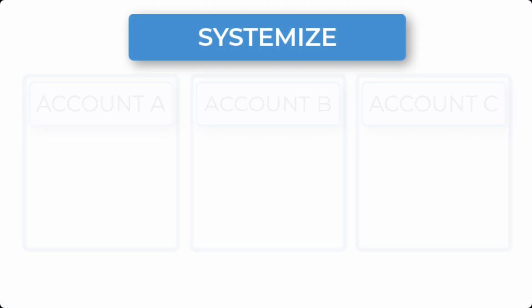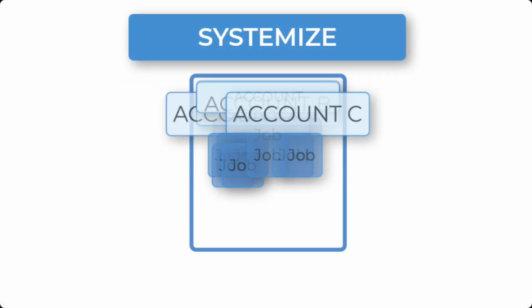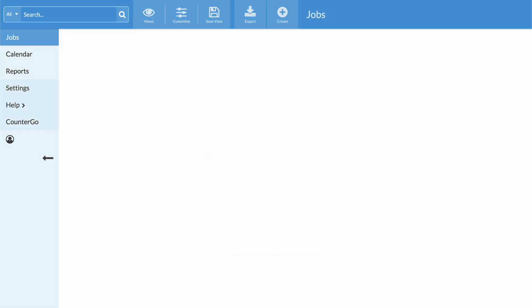In Systemize, every job must be assigned to an account. Each job holds activities, forms, and files, all the information about that job in one place. Let's make a practice job.